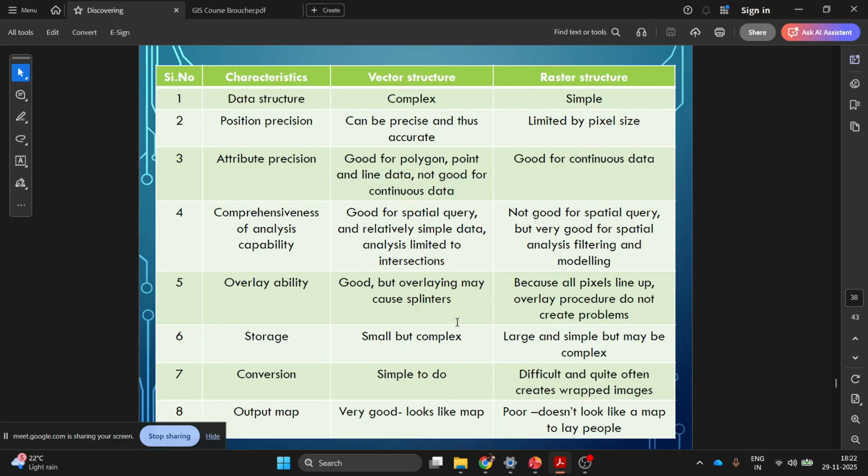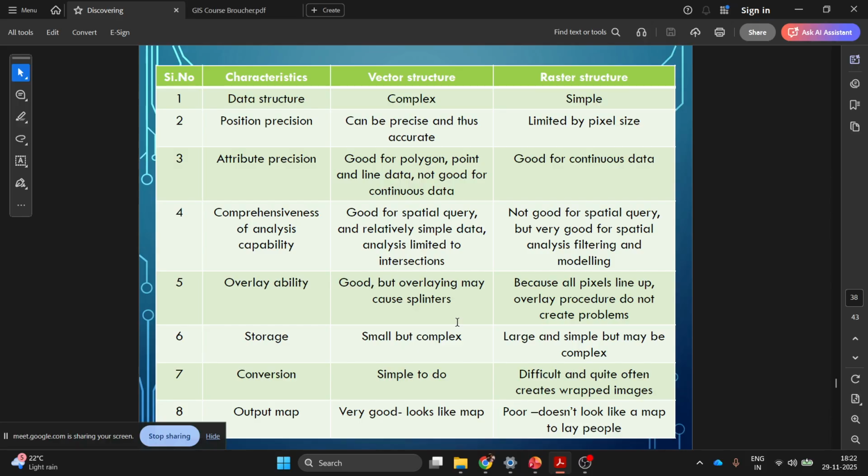And overlay ability. For example, in real world problems, I will try to overlay one map over the other. For example, in order to find the water quality index of a particular area, I will overlay one map over the other to understand how the water quality is in that particular area.